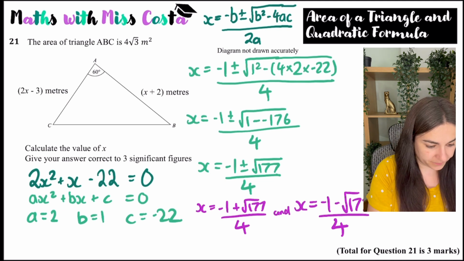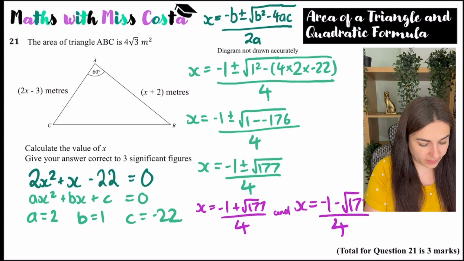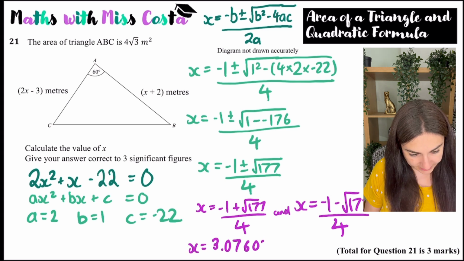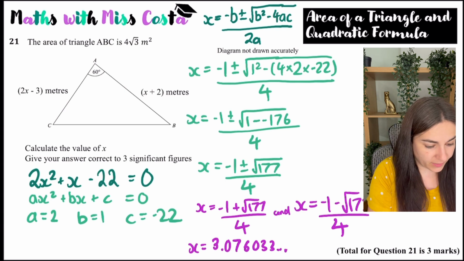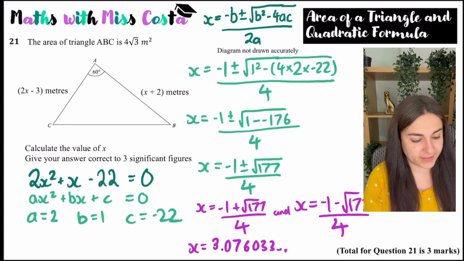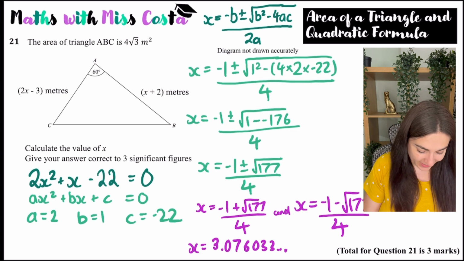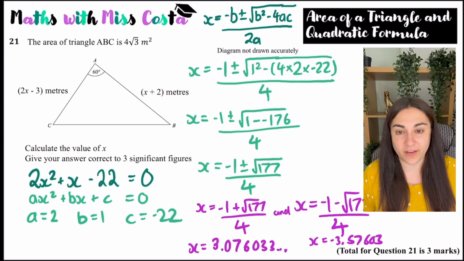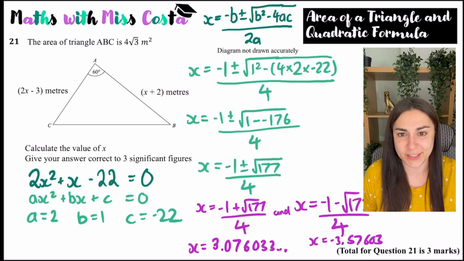So minus 1 plus root 177 over 4 gives me 3.076033. And then if I just use the little arrows, oh, I deleted it, but you can just use the little arrows to change it, so you don't have to type the whole thing out again. But obviously don't worry if you do, because I just had to, because it deleted itself. So, or x is minus 3.57603.